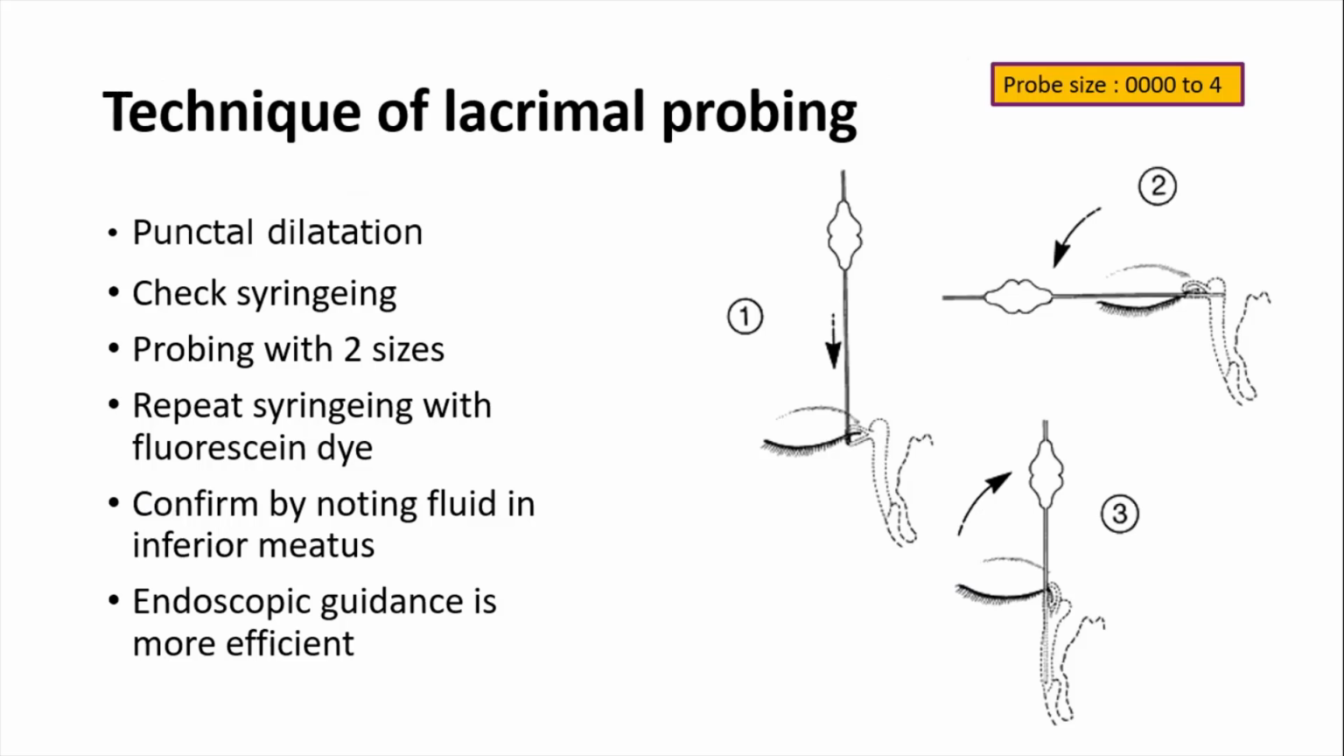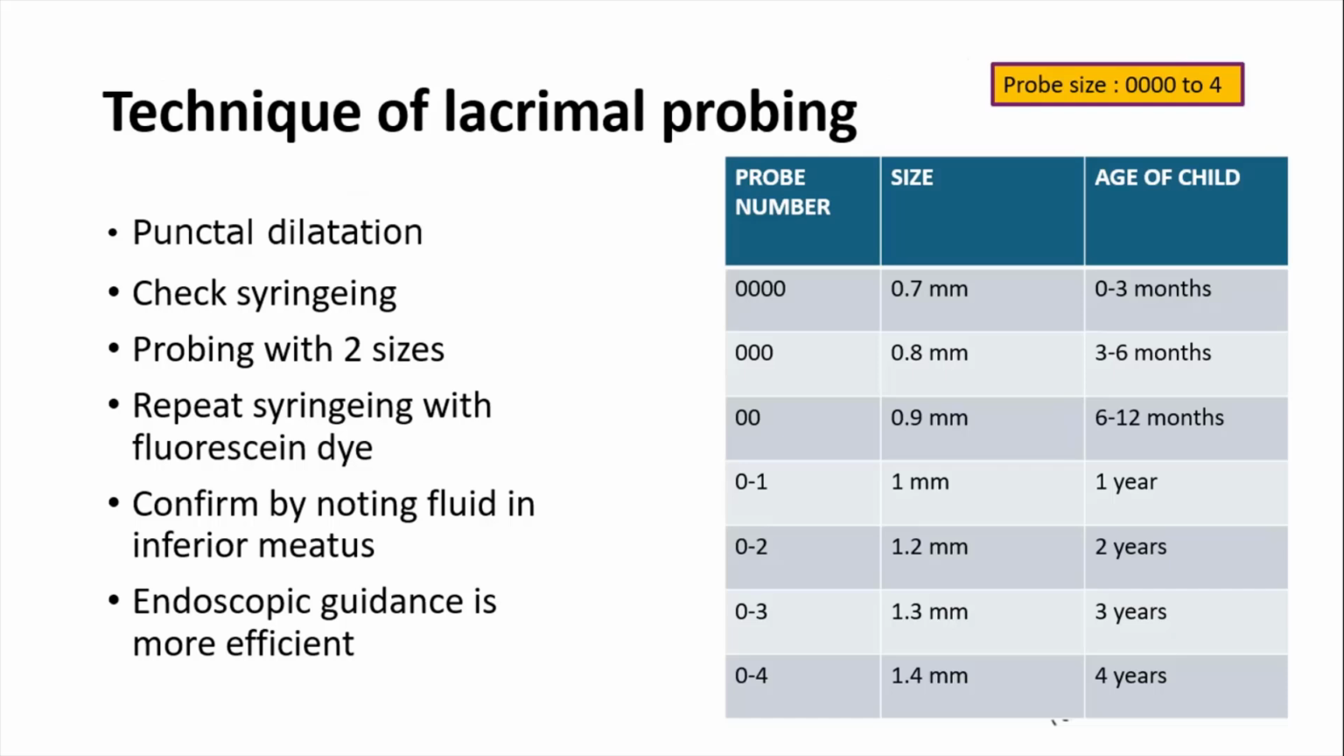So the probing technique involves using this Bowman's lacrimal probe. The probes are available in different sizes ranging from 0000 to 00000 and so on until the numeral 4. So why do we have so many sizes? That is basically because, depending on the age of the child, we decide on the size of the probe. For a smaller child, we need to go for a narrower probe, but for a bigger child, we can go for a bigger size probe.